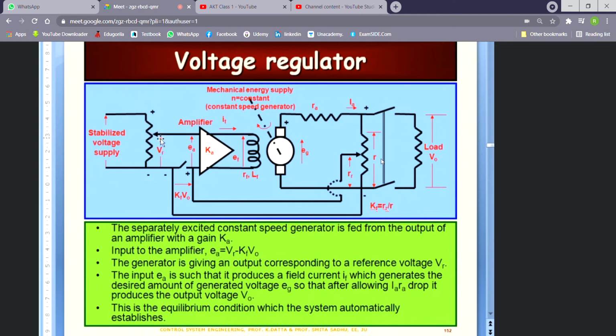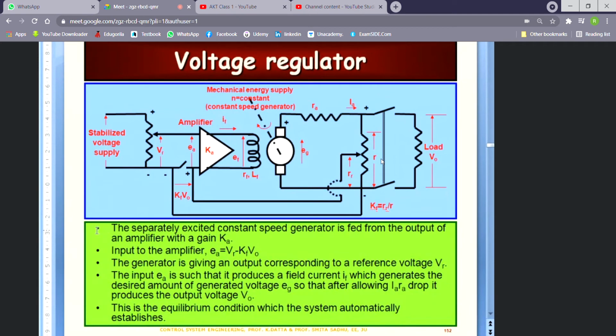It will be the difference between VR and KF V0. So you find that this is the negative side, this is the positive side, polarity wise. This is the negative and this is the positive. So basically, EA will be VR minus KF VO, where KF, as I told you, is the ratio between small r and capital R, right? So now we are going to see certain things regarding this. Let us go through what is written.